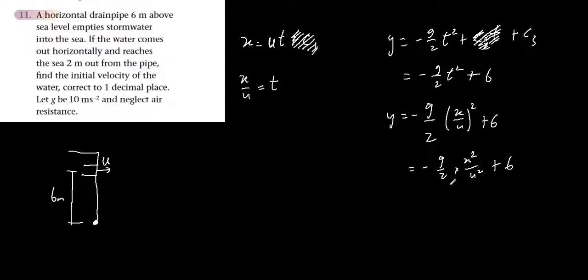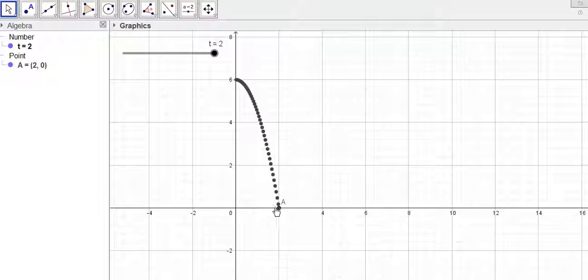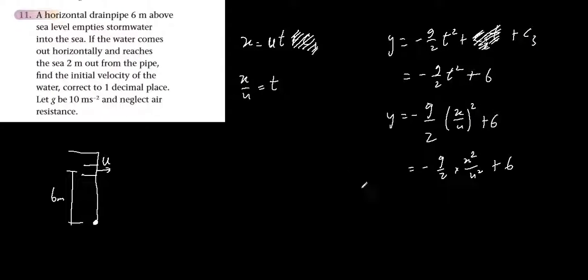I need another point, and that other point that I'm working with is this 2. So now when we're looking at this final point here, when it falls, this is when y is equal to 0 and x is equal to 2. So now let's just substitute it in here. When x is equal to 2, y equals 0. Let's just work it here.